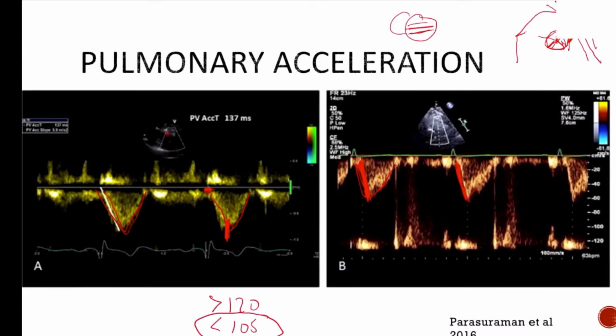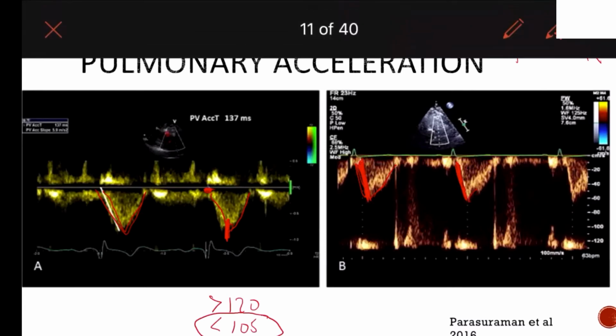So you can use this for a couple reasons. We're going to talk about pulmonary embolism later, looking at using our pulmonary acceleration time. But there's another finding in this that I think is important for you guys to see.